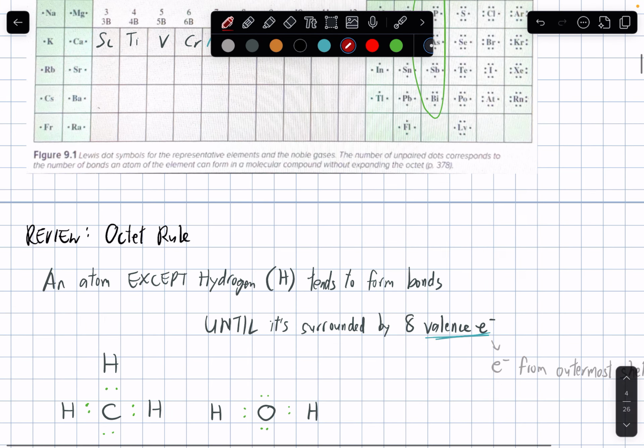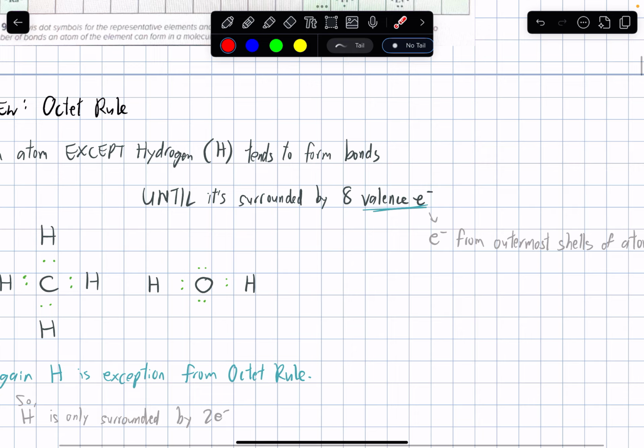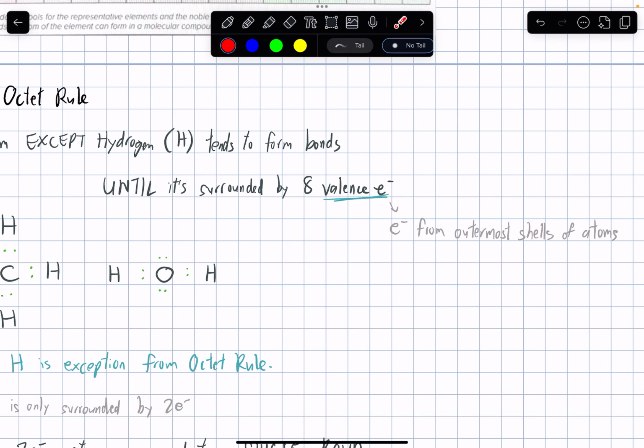So yes, let's review the octet rule. The octet rule is where basically an atom, except hydrogen, tends to form bonds until it's surrounded by 8 valence electrons. And this specific kind of electron, called the valence electron, is the electron coming from the outermost shell of atoms.